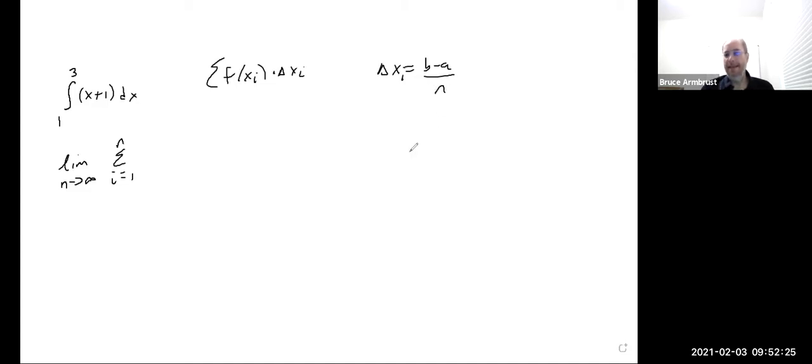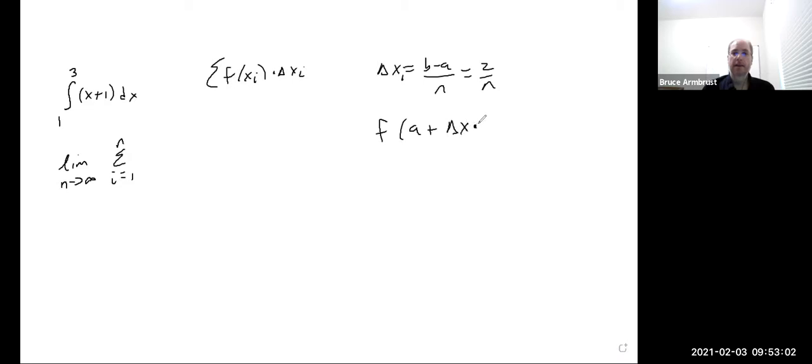Because we're going to take b minus a, that's that interval, and we're going to divide it into n pieces. So for this specific one, that's going to be 2 over n. Okay, so that's what we're going to put in there for delta xi. For what we're plugging into the function, you have some choices. You can do left endpoints, you can do right endpoints, you can do midpoints. It doesn't really matter.